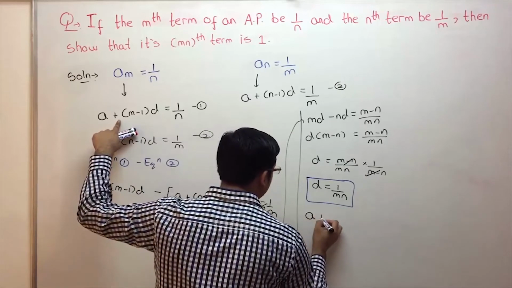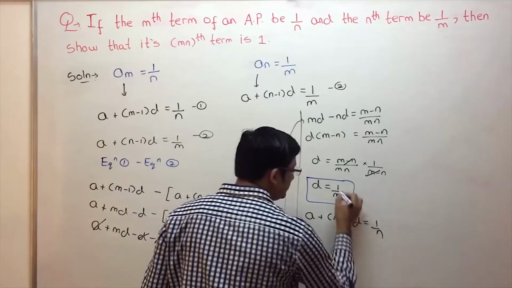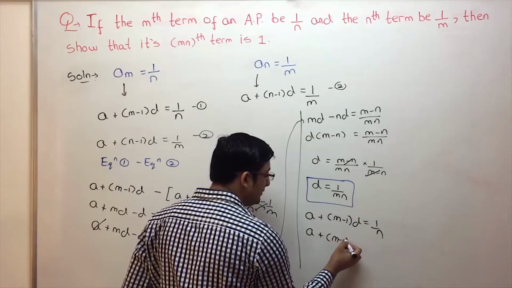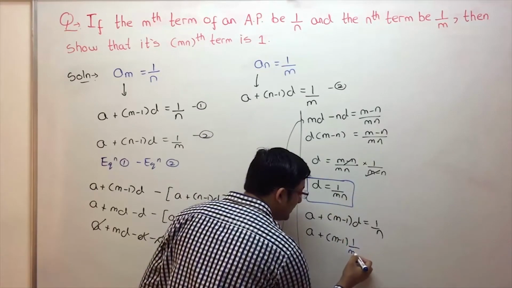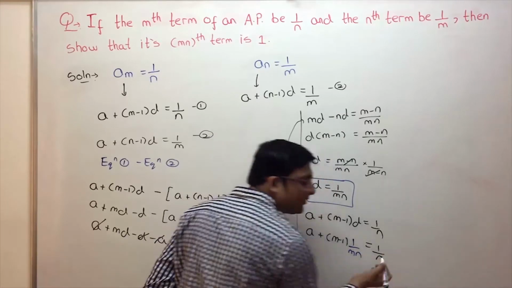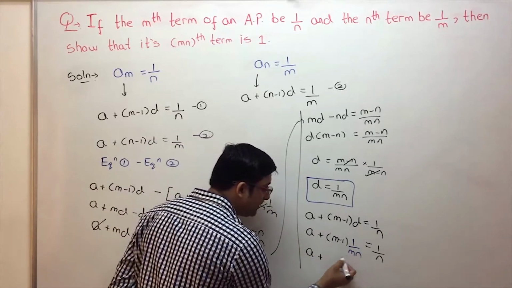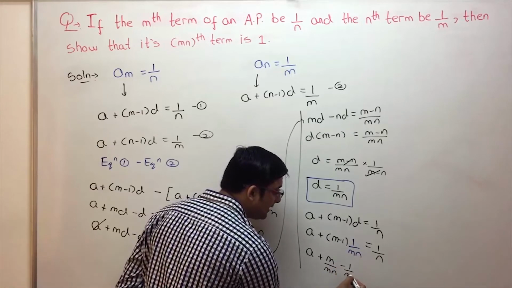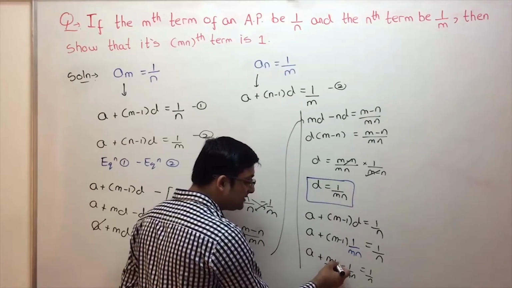So we have a plus (m minus 1) into d is 1 by n. Place this value of d over here. So a plus (m minus 1) into d. What is the value of d we have? 1 by mn. So 1 by mn is equal to 1 by n. It's just a bit complex equation solving, right? Otherwise it's very easy. So we get a plus m into 1 by mn, so m by mn, minus 1 into this, minus 1 by mn, is equal to 1 by n. Is this clear? So m and m cancel.